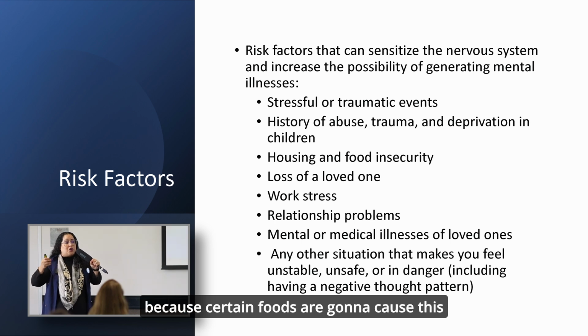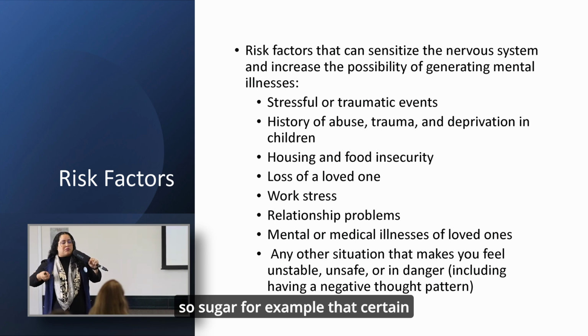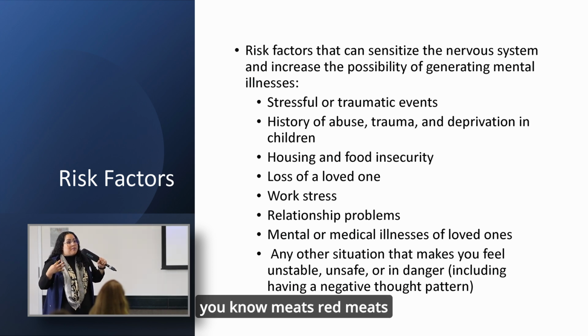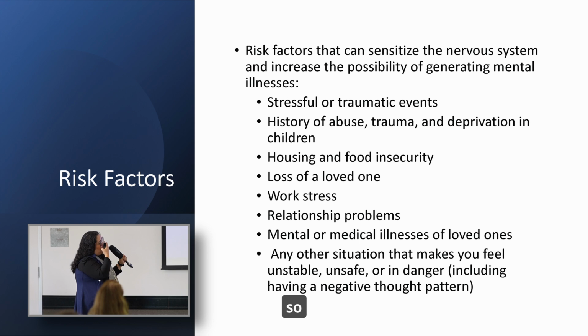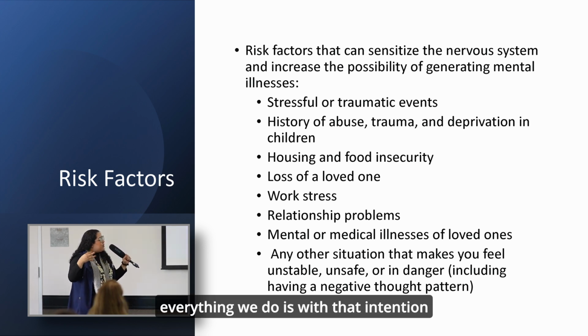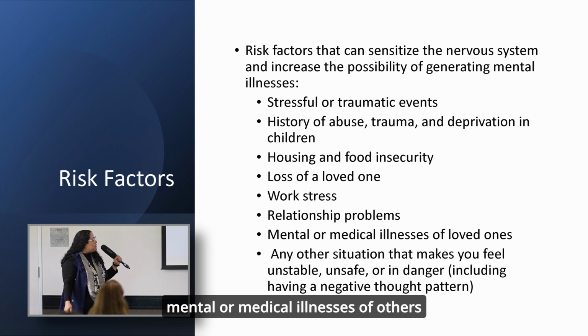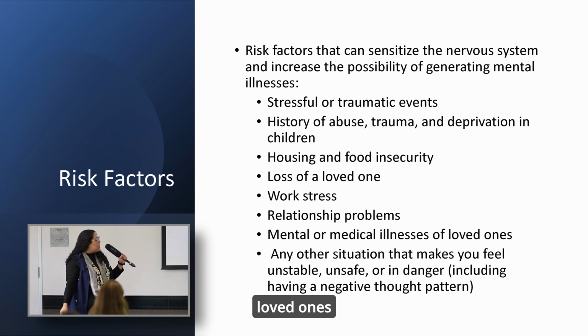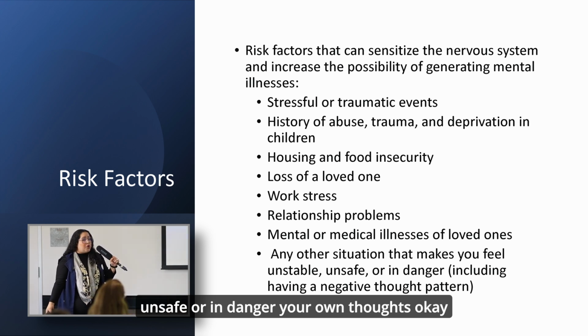Because certain foods are going to cause this sensitization of the nervous system. So sugar, for example, certain meats, red meats, pesticides in food, things like that, right? Everything we do is with that intention. But stressful or traumatic events, history of abuse, trauma, deprivation, housing and food insecurity, loss of a loved one, work stress, relationship problems, mental or medical illnesses of loved ones, and just any other situation that makes you feel unstable, unsafe, or in danger.